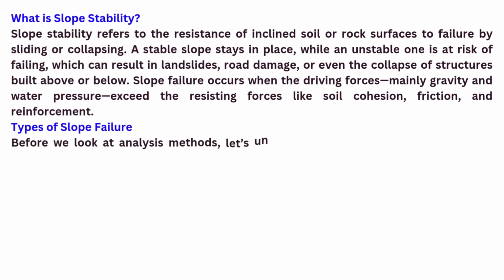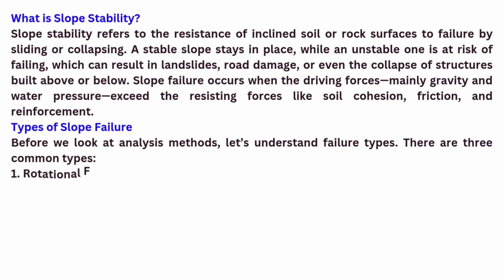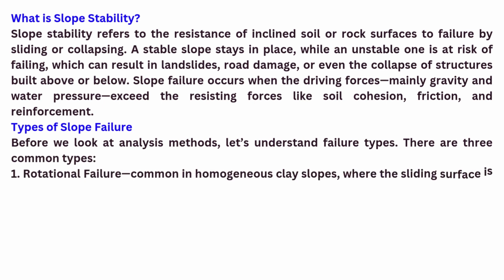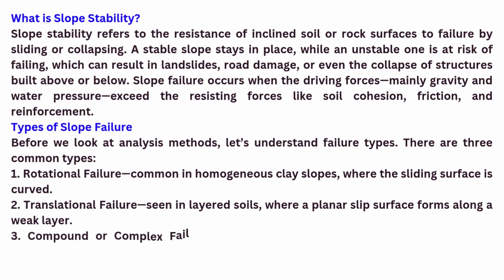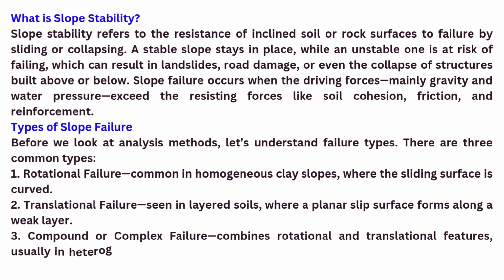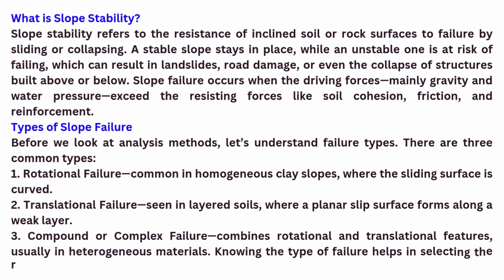Types of slope failure. Before we look at analysis methods, let's understand failure types. There are three common types. 1. Rotational failure, common in homogeneous clay slopes, where the sliding surface is curved. 2. Translational failure, seen in layered soils, where a planar slip surface forms along a weak layer. 3. Compound or complex failure, combines rotational and translational features, usually in heterogeneous materials. Knowing the type of failure helps in selecting the right analysis method.